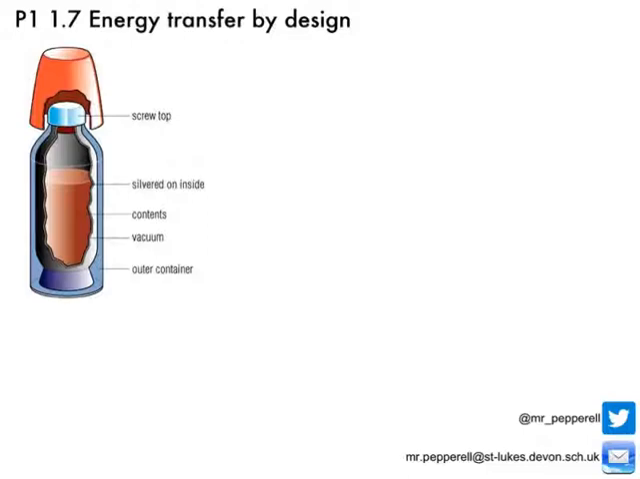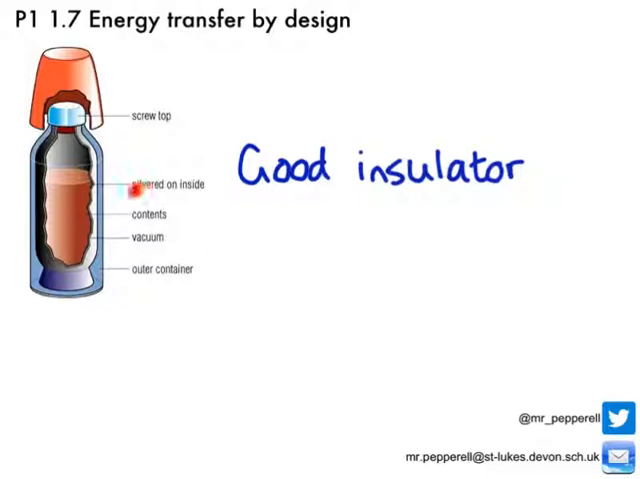So, firstly, if we start on the inside and work our way out, we've got our hot coffee in the middle there, and the hot coffee is inside a double-layered glass bottle. Now one thing we know about glass is firstly that it is a brilliant insulator, so that's going to prevent heat loss by conduction. And you'll also notice here that the glass is silvered on the inside.